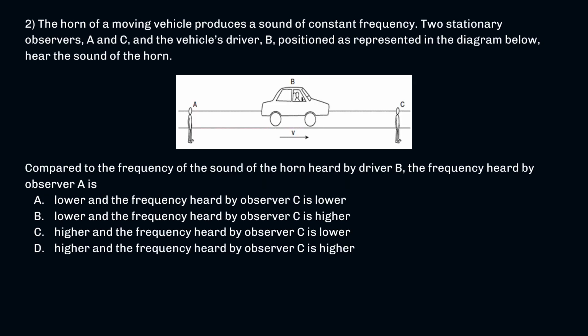All right, so example number 2: the horn of a moving vehicle produces a sound of constant frequency. Two stationary observers A and C, and the vehicle's driver B, positioned as represented in the diagram below, hear the sound of the horn. Compared to the frequency of the sound of the horn heard by driver B, that is the driver in the middle of the diagram, the frequency heard by observer A is.